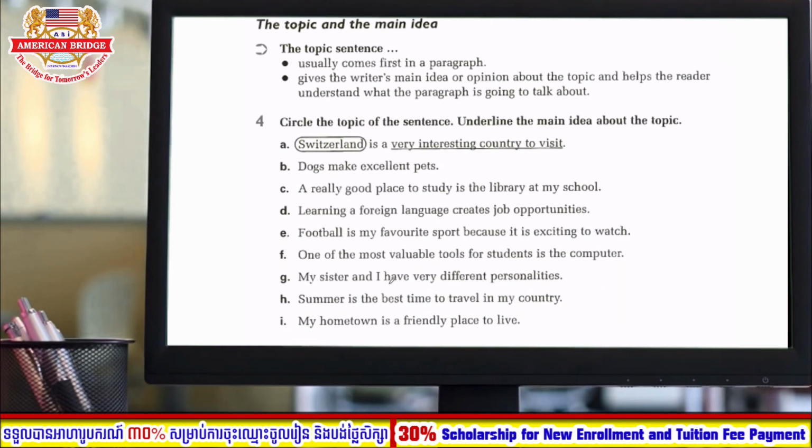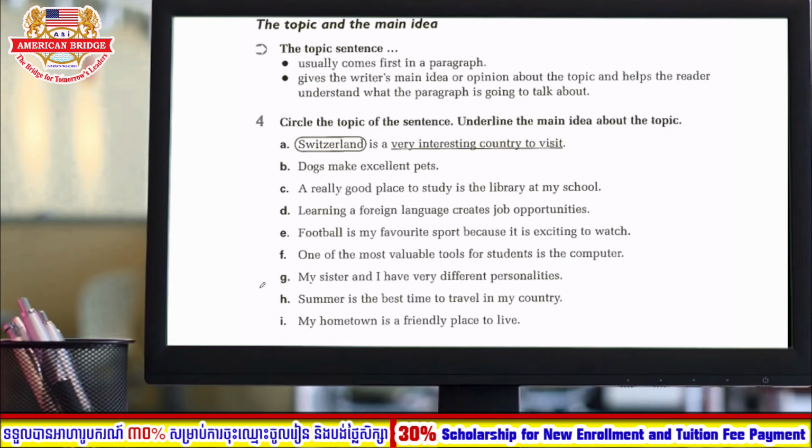So moving on to the last agenda of our video lesson. The last one is how can you identify and write a topic sentence. To understand this, a topic sentence usually comes first in a paragraph. It's not always. So remember, most of the time it comes first in a paragraph, but it can be located elsewhere. The topic sentence gives the writer's idea or opinion about the topic and helps the reader understand what the paragraph is going to talk about.